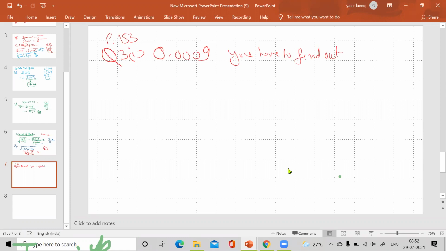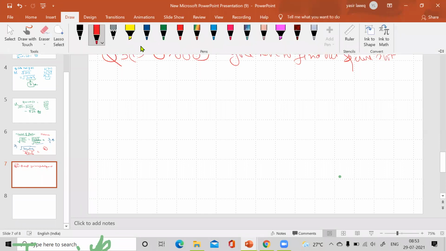You have to find out the square root. Okay, sir. Now what to do? As we do in fractions and decimals, we have to remove this decimal point. Please listen to me carefully. We have to remove this decimal point.